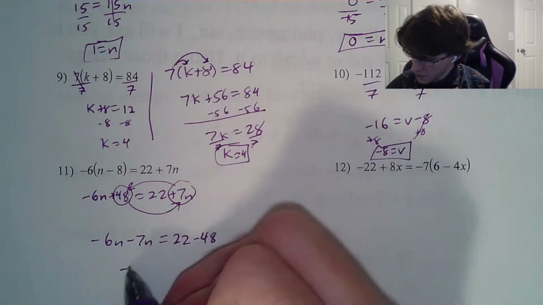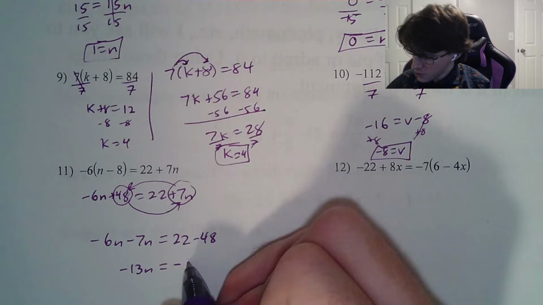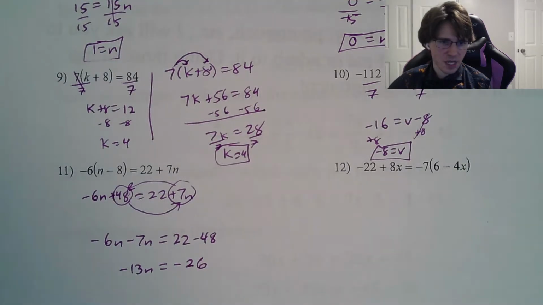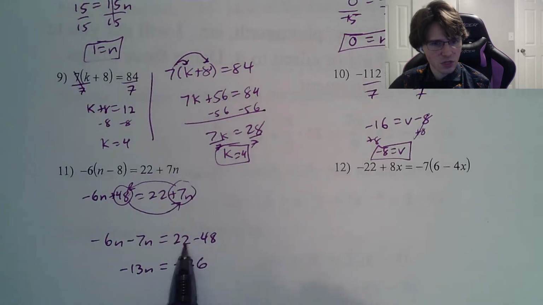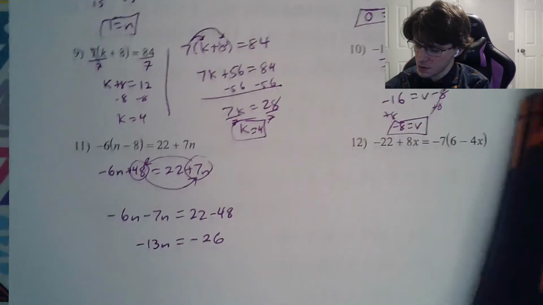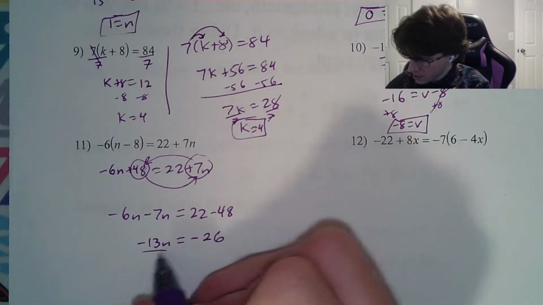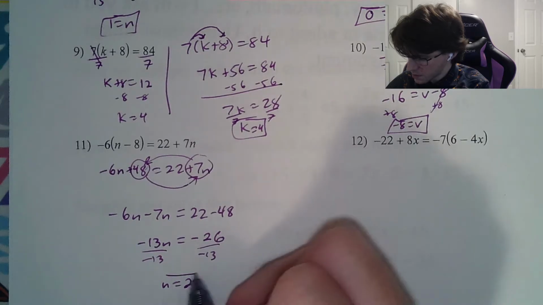Continuing on, we have negative 13n is equal to negative 26. Again, just adding like terms, negative 6 minus 7 is negative 13. 22 minus 48 is negative 26. And now we're dividing both sides by negative 13. You get n is equal to 2.